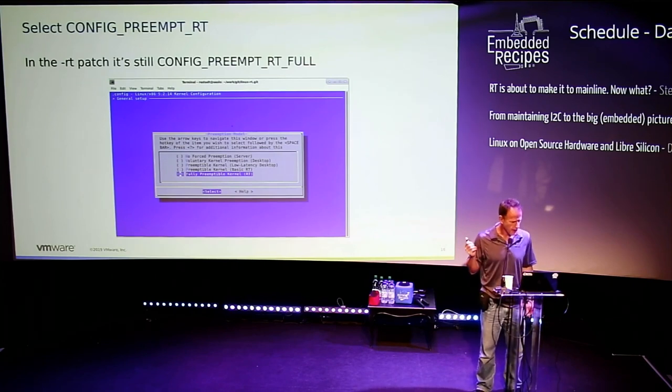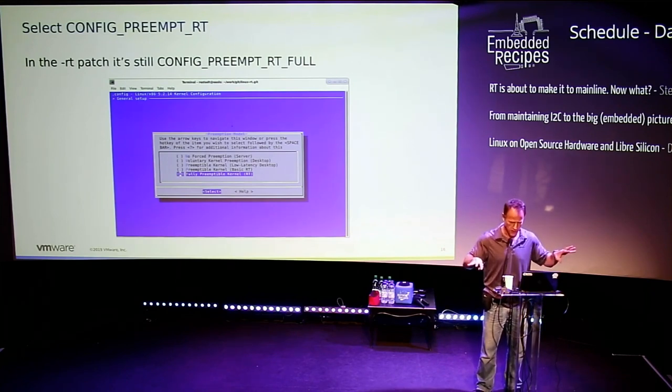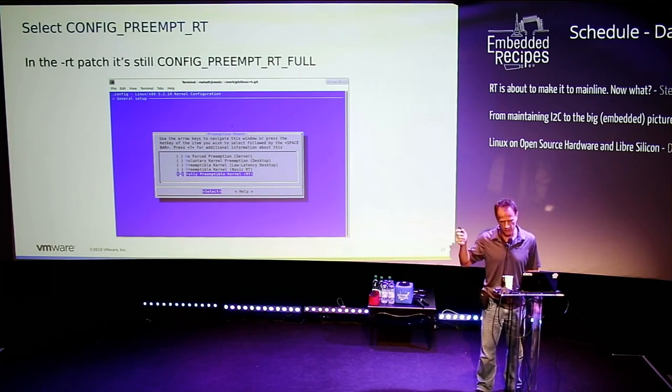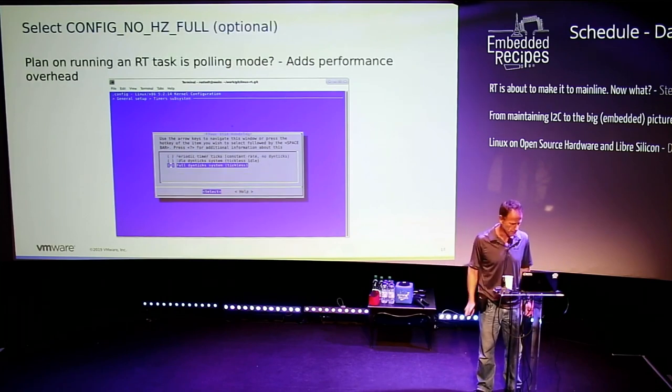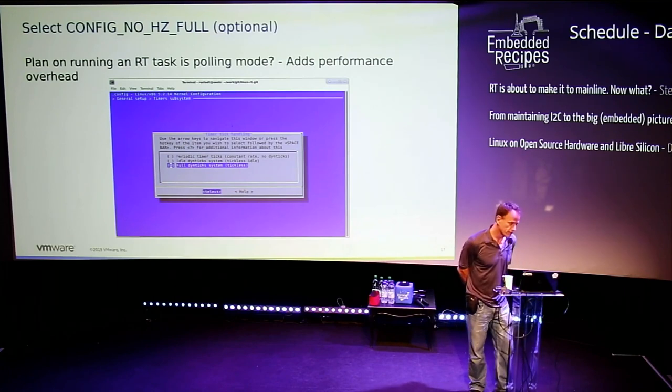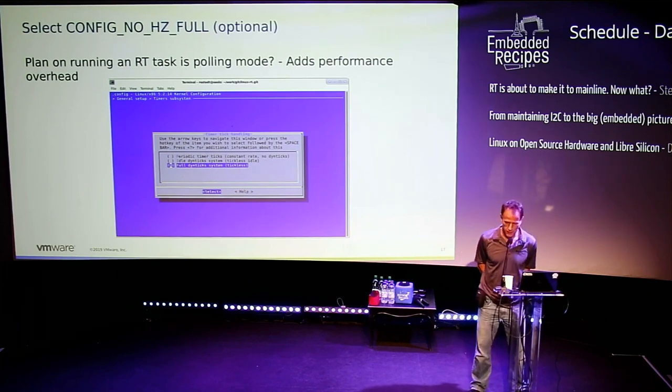The mainline kernel will not have the two options, basic RT and then RT full. The basic RT was a way to do testing. We disabled some options to see if we got some parts right, but that's not going upstream. So it'll be called CONFIG_PREEMPT_RT, not CONFIG_PREEMPT_RT_FULL, but if you download the patch today, it's CONFIG_PREEMPT_RT_FULL that you want. Optionally, you could do NO_HZ_FULL, which I'm going to talk about later at the end of the talk.